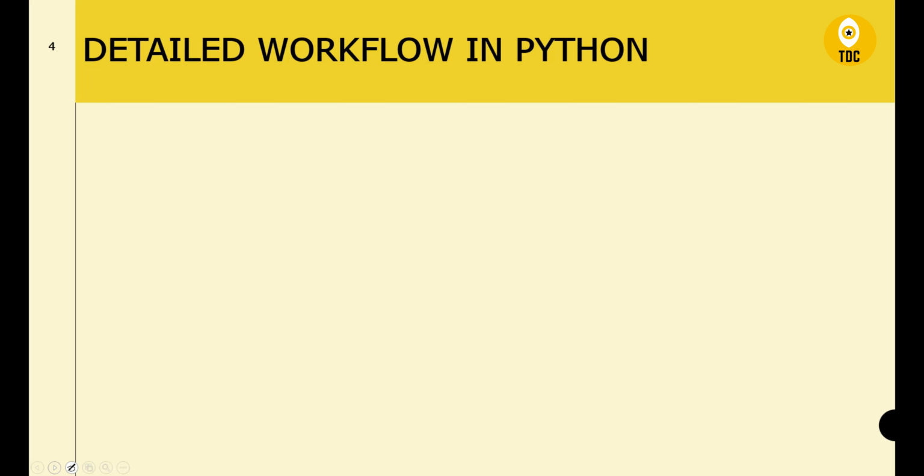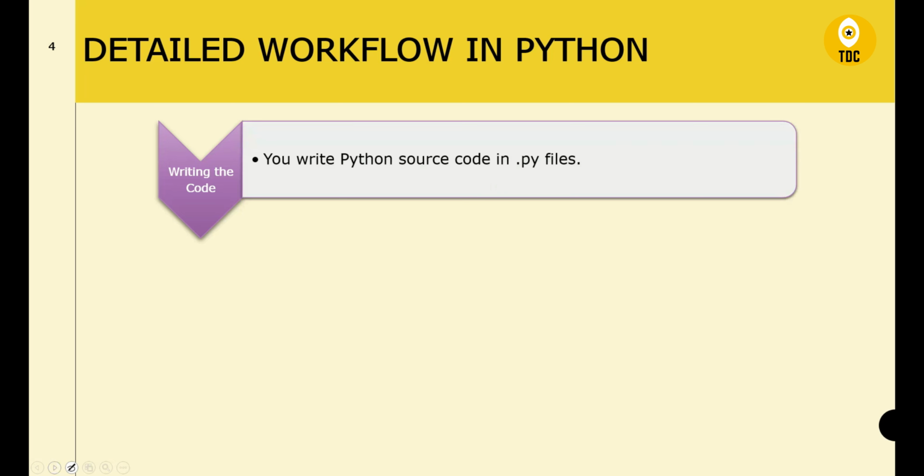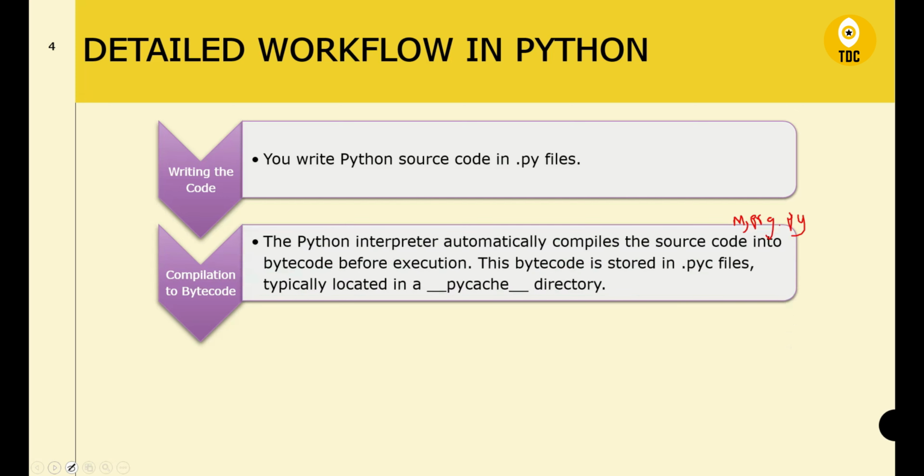So let's jump into the details and understand the detailed workflow in Python, how exactly this looks like. Suppose as a programmer, you write a program, right? You might be writing a program of some arithmetic calculation, taking some inputs like variable A, variable B, and doing a sum and then outputting that sum back to the user. So you write a program, and you will save it as a .py, suppose myprg.py. And then it compiles to a bytecode.